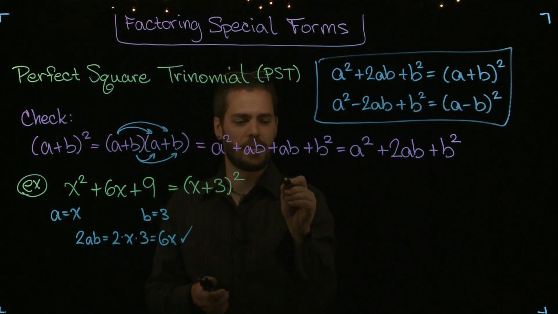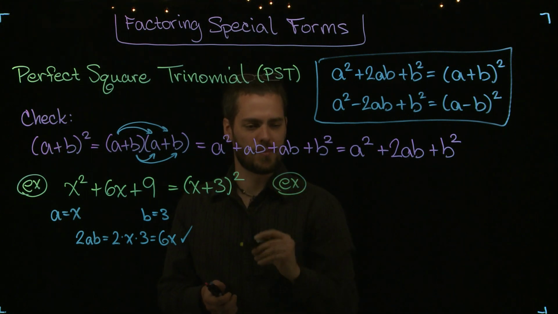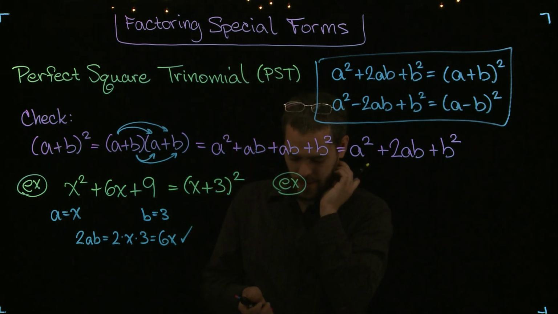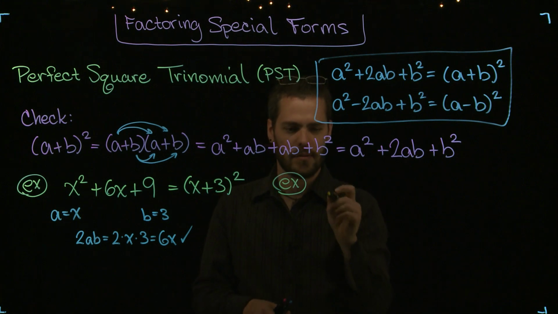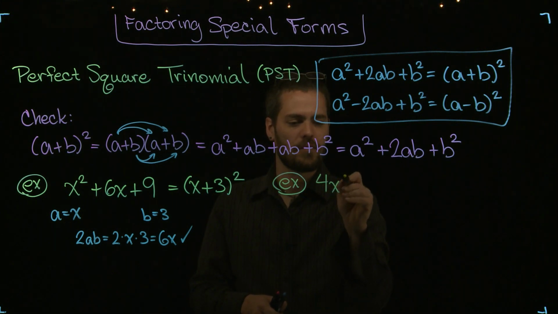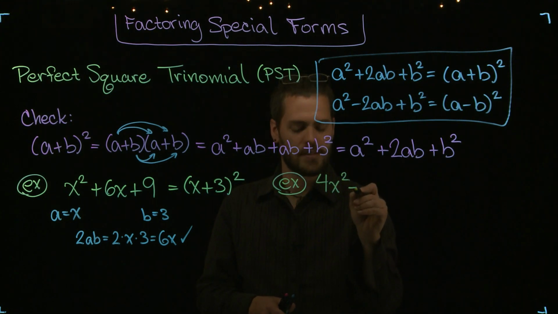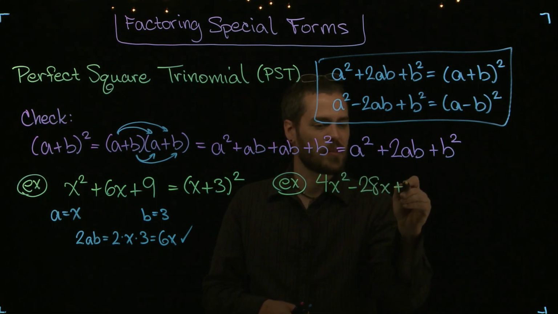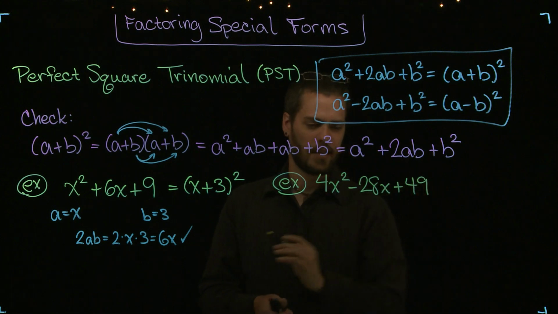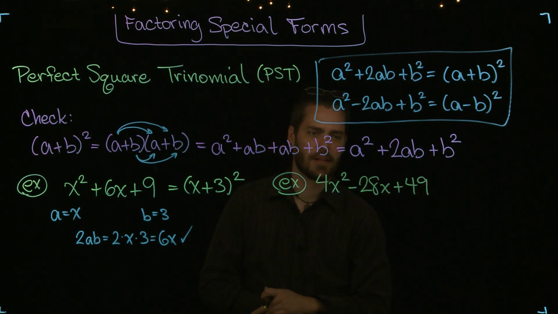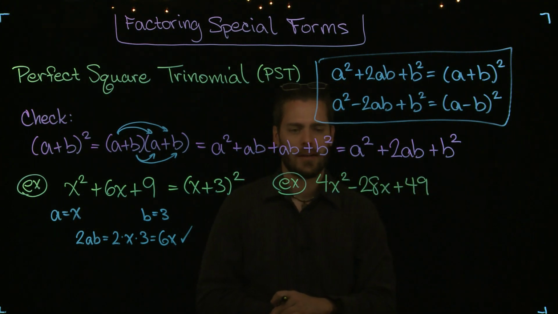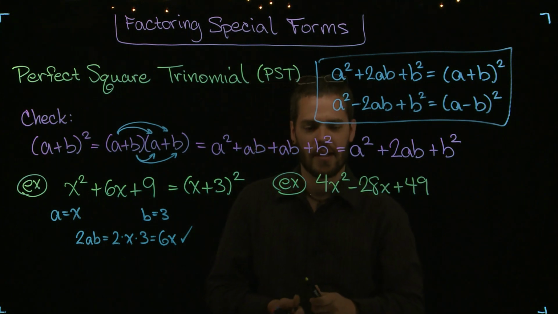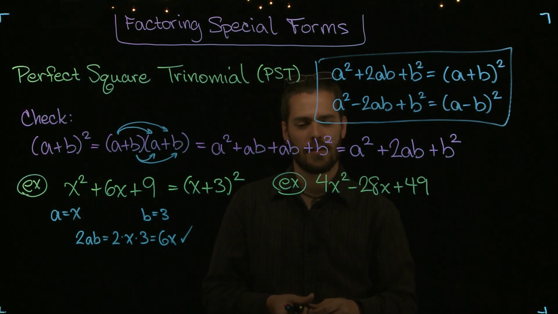Let's take a look at another example and apply the same principles. But let's make it perhaps a little bit more difficult. How about 4x squared minus, here, let's do this one, 28x plus 49. So I'm making the numbers a little bit larger. Whenever I see a lot of numbers, I try to find a greatest common factor.